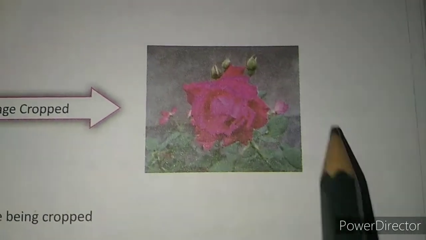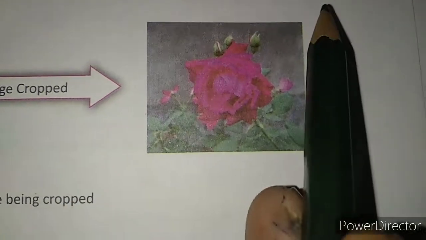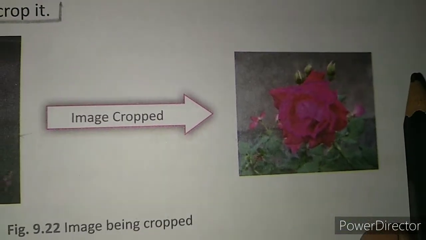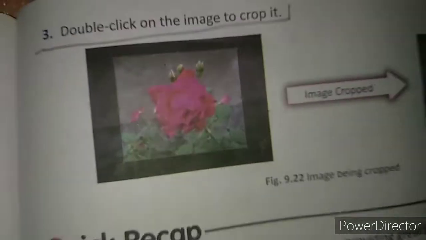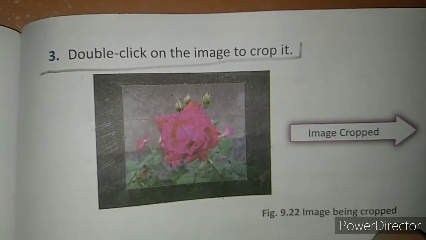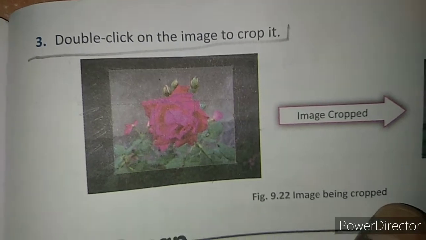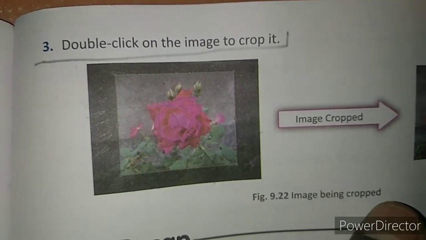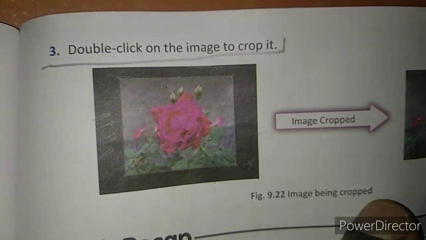It means the edges next to the boundary have been removed, right? So this is the use of the crop tool. Now this is all about your chapter number 9, Introduction to Photoshop. So read this chapter properly and try to understand the things.